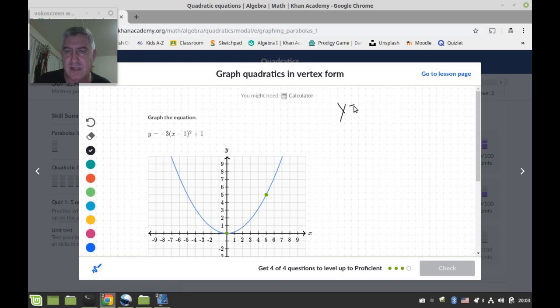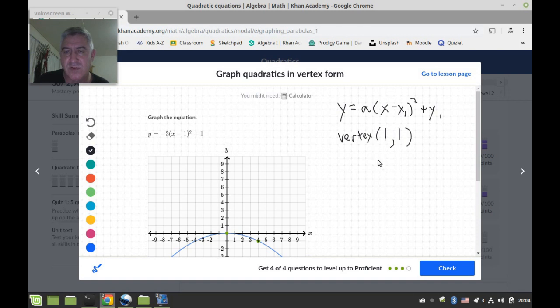Here we go. Y equals a times x minus x1 squared plus y1. My coefficient here, a, is -3, so I know it's going to open down. And I have x minus 1, so x1 is 1, and plus 1, plus y1, I know my y is 1, so my vertex is at 1, 1.